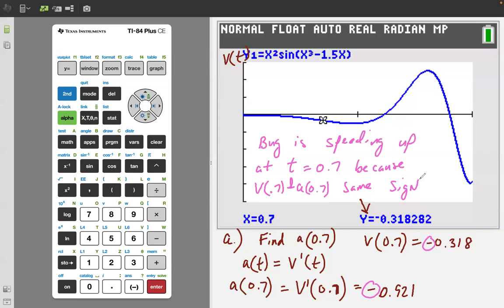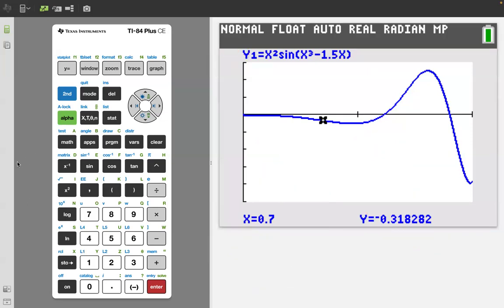Okay, that was question A. I'm going to erase now and we'll tackle question B. Question B says, find any values of t in the interval, just in the interval between 1 and 2 when the bug is at rest. Okay, where is the bug at rest?